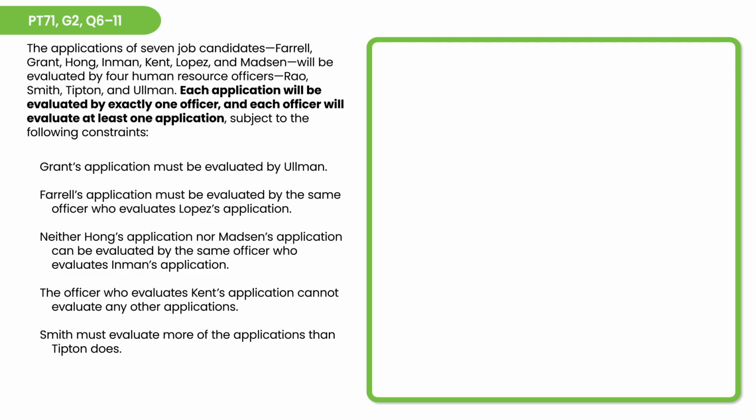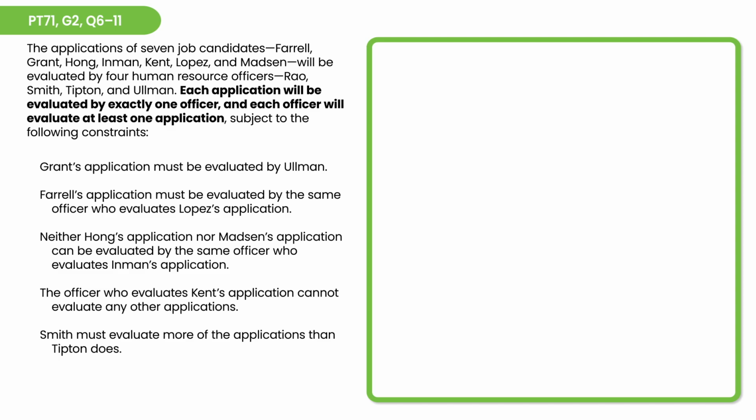The scenario tells us that each application will be evaluated by exactly one officer. So we're going to have one F, one G, one H, one I, one K, one L, one M in a valid hypothetical. And each officer will evaluate at least one application, meaning maybe more than one application. So those are our teams. Our teams are going to be the human resource officers, and then we're going to put the candidates onto those teams.